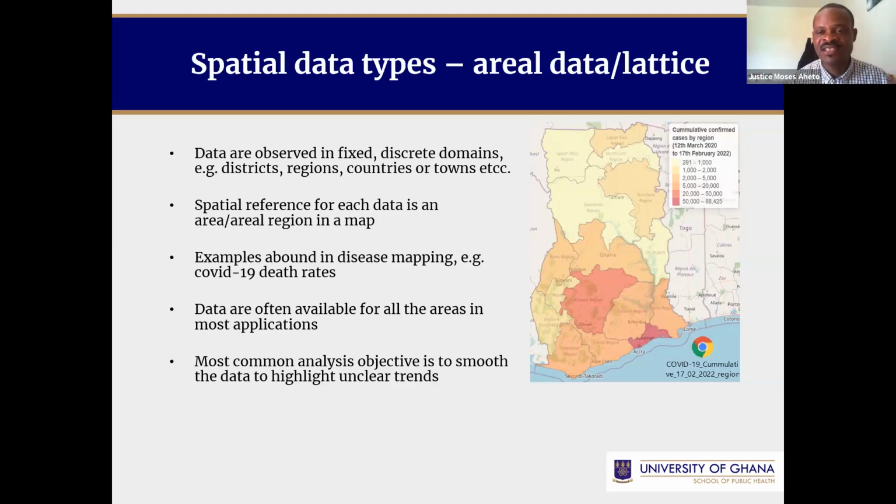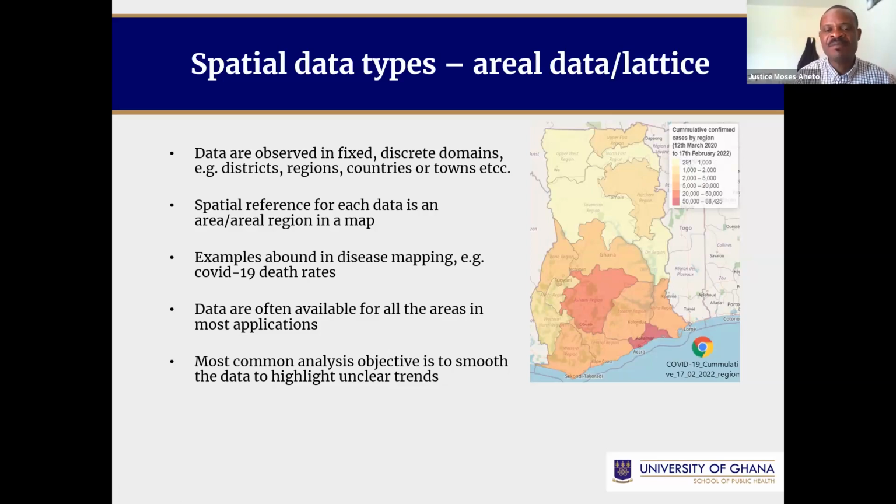So in this case, these are simply the regional polygons of Ghana. You can see that there are demarcations for each of the polygons. So each polygon represents a region in Ghana. Okay, and these are currently the 16 regions of Ghana. So what we are trying to map here is the cumulative confirmed cases of COVID by region from 12 March 2020 to 17 February 2022. That's what we want to map.